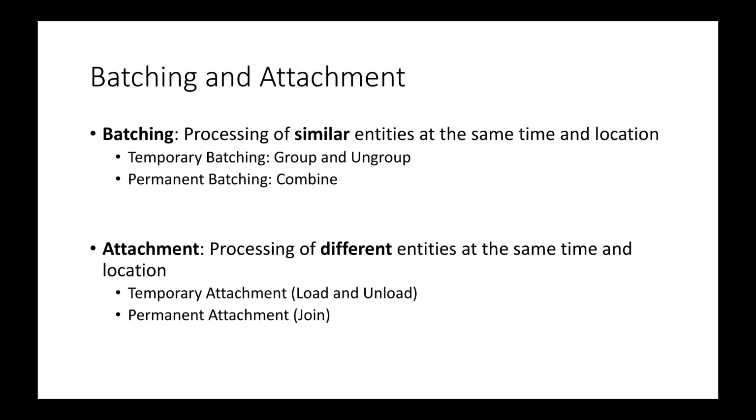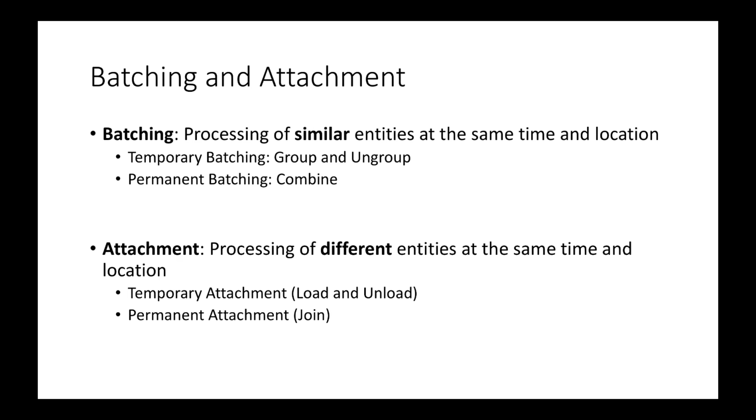And this is different from the batching that we learned. In batching, we process similar entities at the same locations. For example, we have an oven, and in that oven, we process 5 similar parts at the same time. So that's what we perform using the batching feature. However, attachment, as I mentioned, is the scenario when different entities come together. And similar to batching, for attachment also we have temporary attachment and permanent attachment.